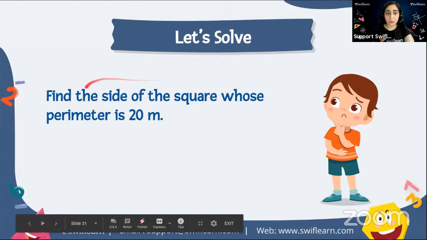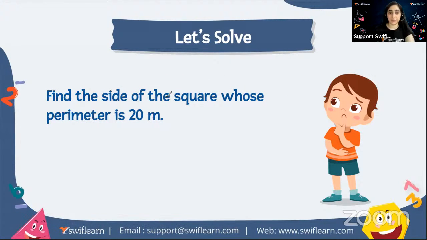Find the side of a square whose perimeter is 20 meters. So for the square, I know the perimeter and I need to find the side. Now the question is the other way around. Earlier, we used to calculate the perimeter. But now we have to find the side, and the perimeter is given to us. So how to do that? Simple. Put those values in the formula itself. There's nothing different we are doing here. The same thing we have done, we'll do the same thing.